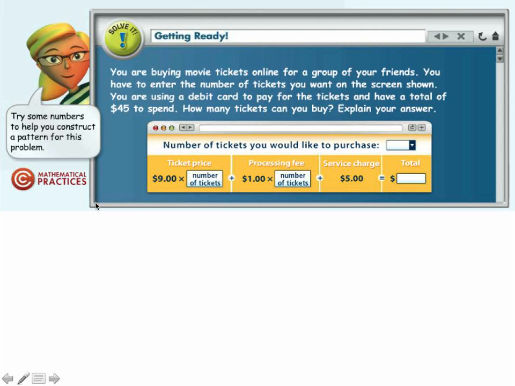So if we look here, they're telling me to take 9 times the number of tickets plus 1 times the number of tickets for a processing fee plus the $5 service charge. That's going to give me my total. All right. So I'm just going to set up a little miniature equation here. I'm going to let t equal the number of tickets. So for right here, 9 times the number of tickets would be 9t. 1 times t, 1t, plus the $5 service charge has to equal the 45 bucks that I have.